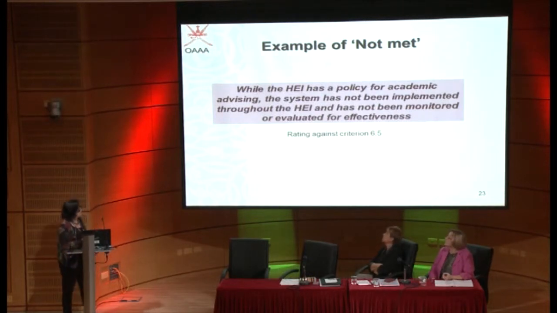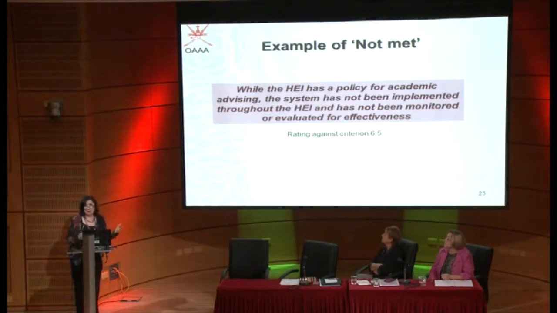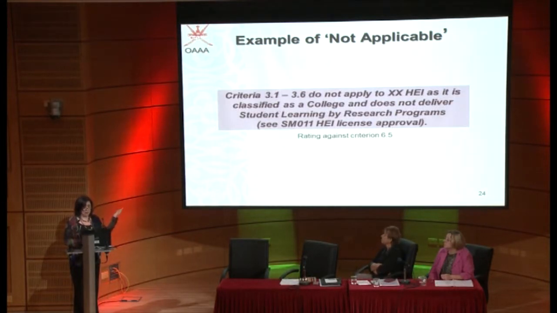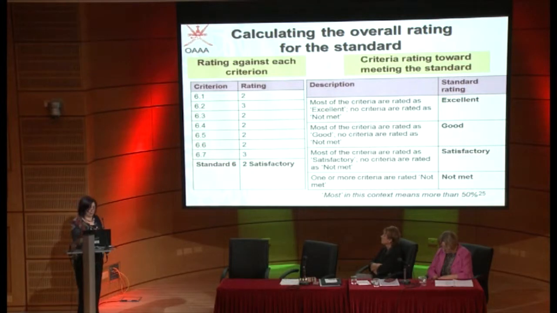So this is, again, going back to criterion 6.5, while the institution has a policy for academic advising, the system hasn't been implemented throughout the HEI and it's not been monitored or evaluated for effectiveness. This isn't going to meet the minimum standard. And this is 3.1, which is about student programs by research, which a lot of colleges wouldn't have, and they can say that because of their classification as a college, they wouldn't have this research and therefore this criterion wouldn't be applicable to them.